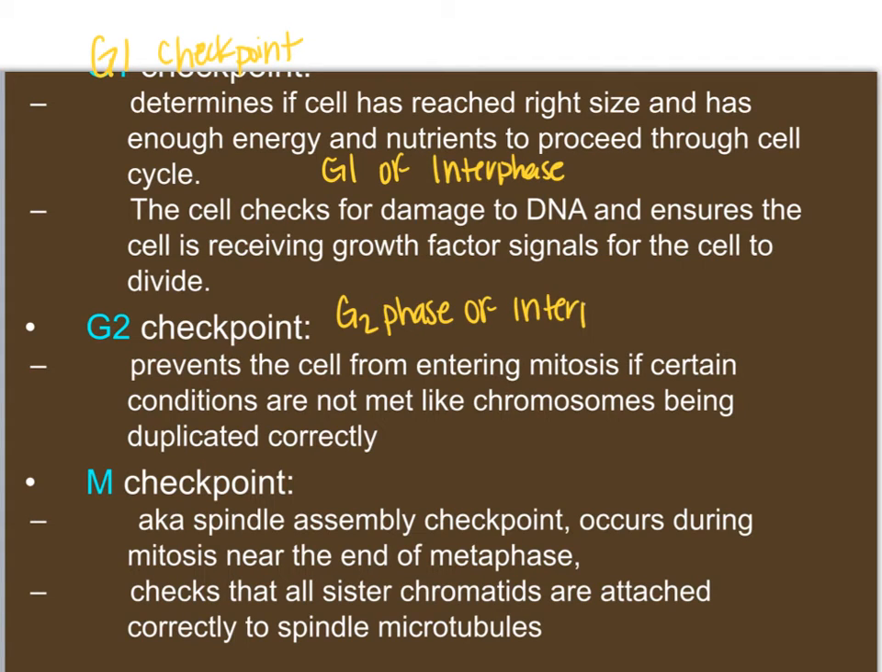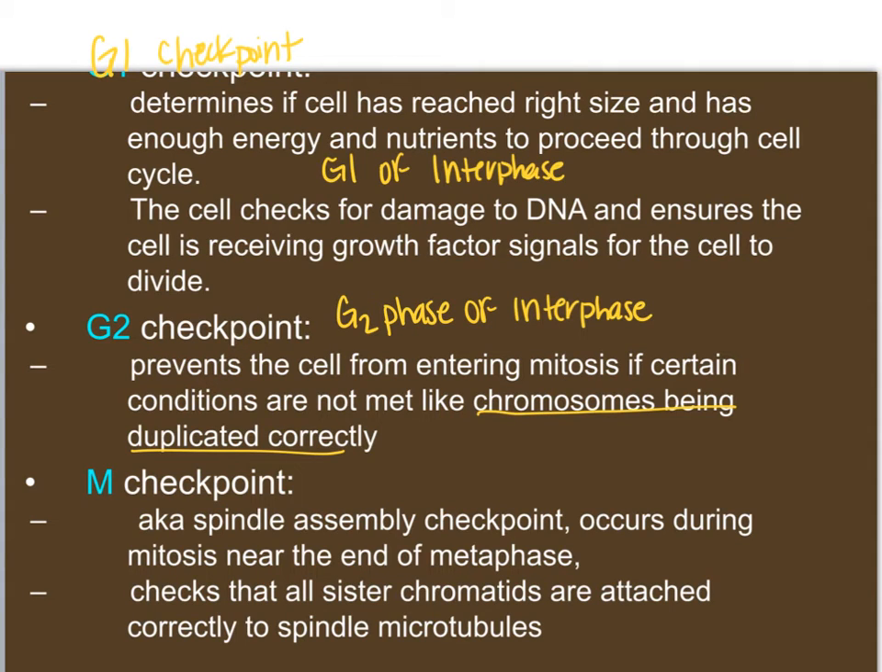If you recall, this is after the S phase, so DNA has already been replicated. This prevents the cell from entering mitosis if the chromosomes have not been duplicated correctly. So let's say you don't have 92 chromosomes. Let's say you have 93. Well, then hopefully it would prevent the cell from going into mitosis.